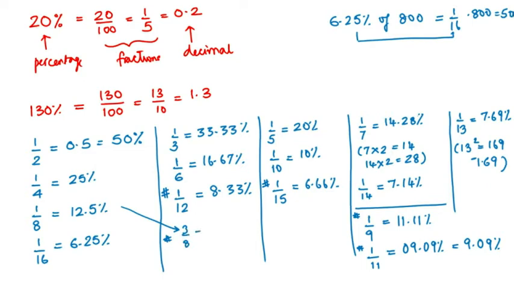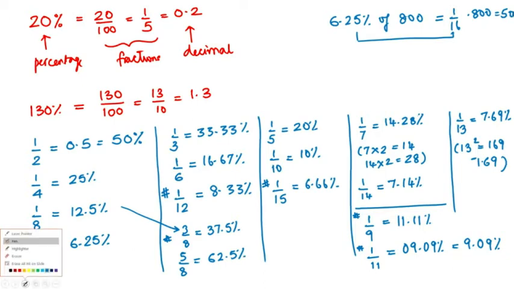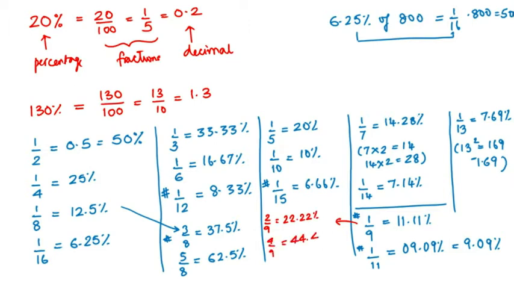3 by 8 is going to be 3 times that, so 37.5%, and 5 by 8 is equal to 62.5%. This is also a number that you should remember. Similarly, 2 by 9 would be equal to 22.22%. 4 by 9 is equal to 44.44%. Alright, 6 by 9 would be equal to 66.66%. 7 by 9 would be equal to 77.77%.